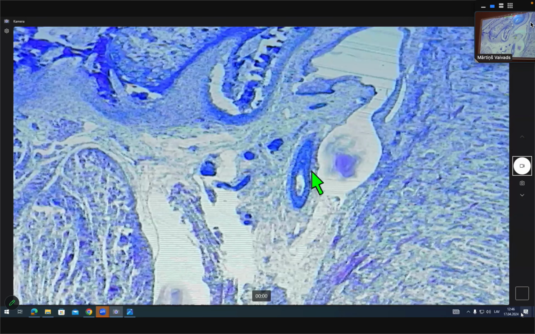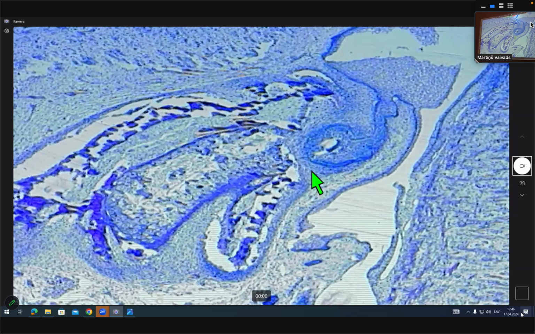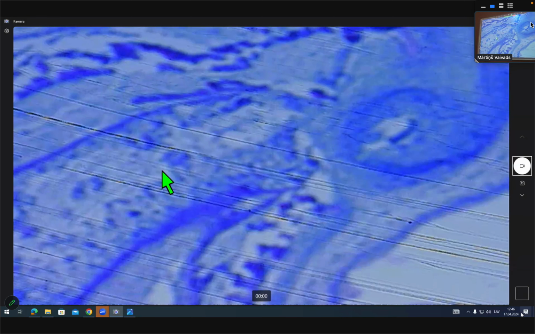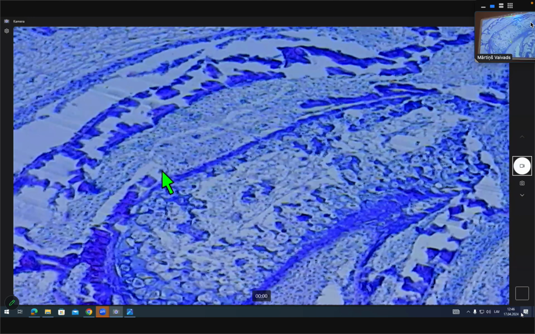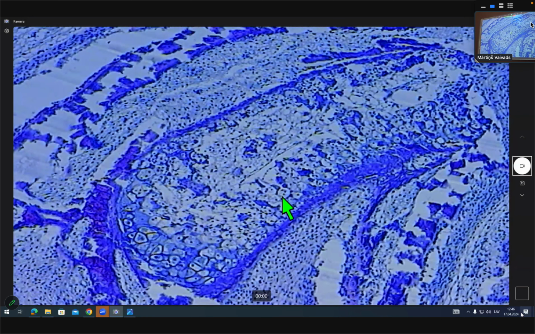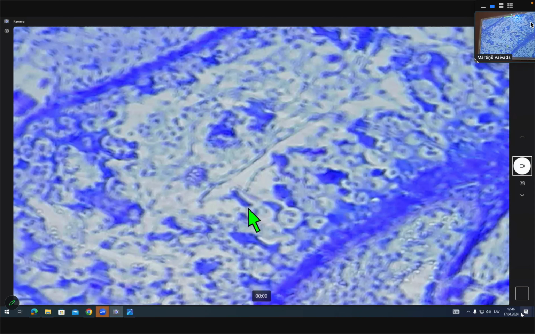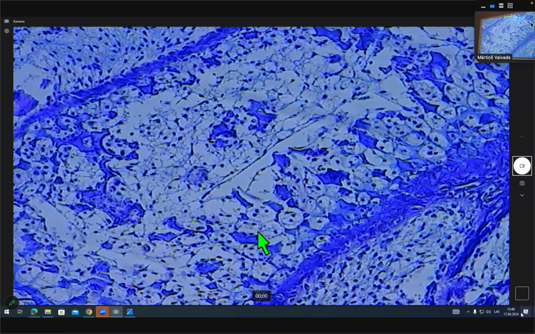If we go a bit further, we also see this Meckel's cartilage. So apoptotic Meckel's cartilage, you see chondrocytes here. The degenerating or hypertrophic chondrocytes are here. So you see chondrocytes, so it's cartilage tissue. So that's the apoptotic Meckel's cartilage.